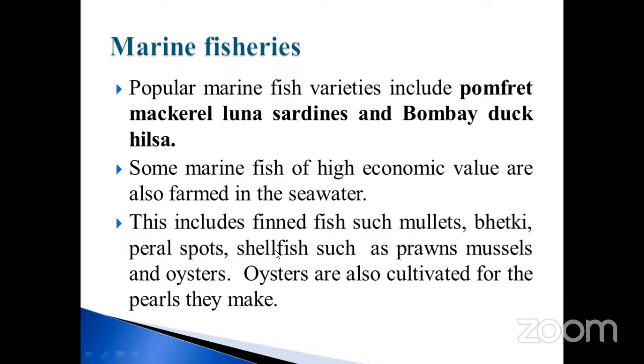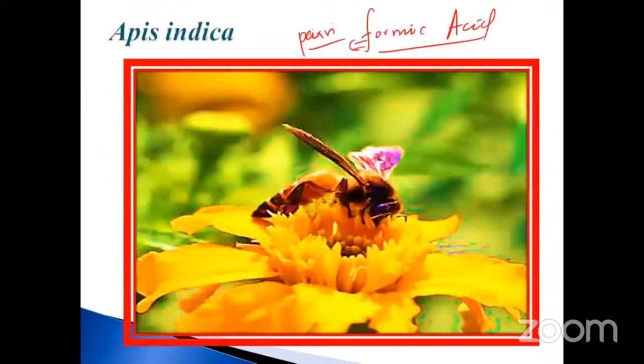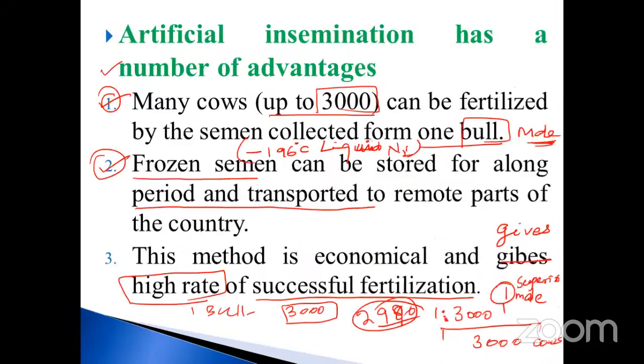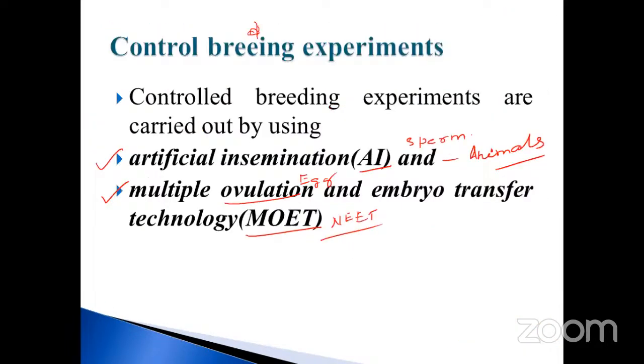Okay, so what are the things we already discussed? Let us summarize all those things. First of all, you should note it down. What is meant by artificial insemination? How will you control the breeding experiment? It may be carried out by two methods. One is called artificial insemination, and the second is called multiple ovulation and embryo transfer, simply called MOET. It is very, very important.